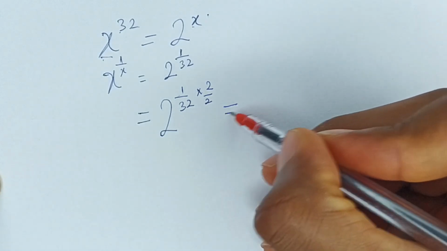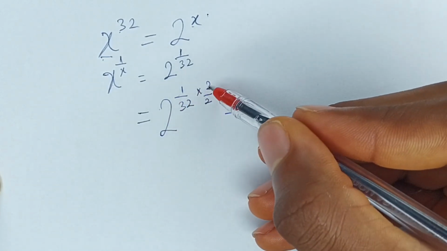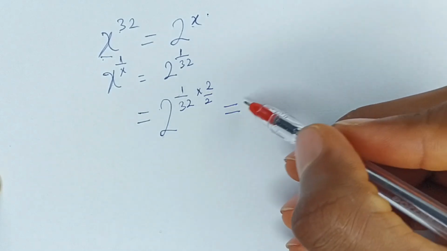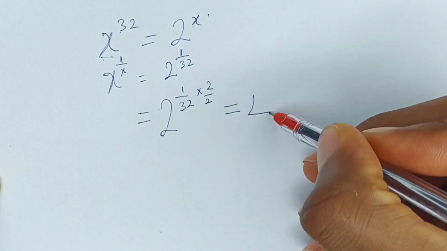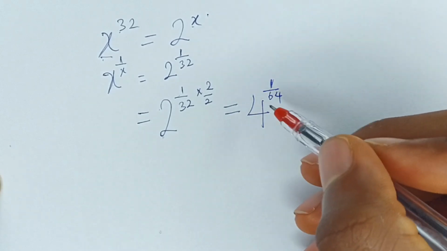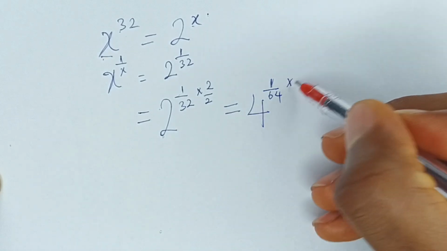we get 2 times 2, which is 2 squared, and then we have 64. So we have 2 squared, which is 4, and then we have 1 over 64. Okay, so we'll do the same thing again. We'll multiply it by 2 over 2.